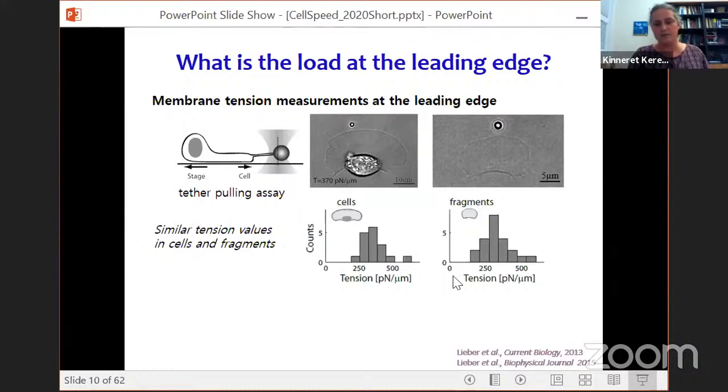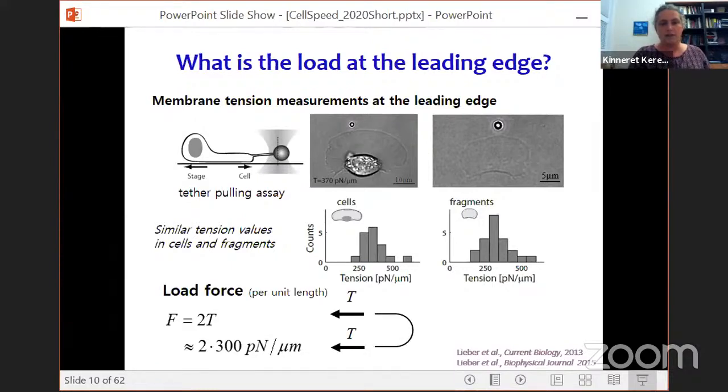And you can see here histograms of the values of membrane tension for cells and fragments. This will translate to a force per unit length along the leading edge. So you're pulling from the upper and lower parts of the membrane, so the force will be equal to twice the membrane tension, which is about 300 piconewtons per micron. So we have the force per unit length along the leading edge.